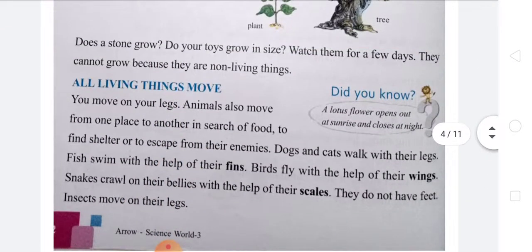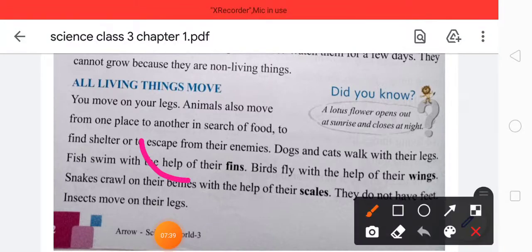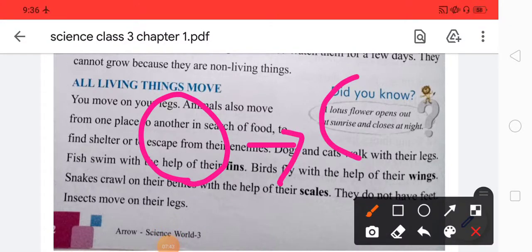Does a stone grow? Do you have any doubt? Yes or no? A stone or a toy doesn't grow in size. If we watch them for a few days, they do not grow in size. The stone is in that shape before, and after some time or a few years, it is in that same shape. The shape of the stone does not change. So this is a non-living thing.